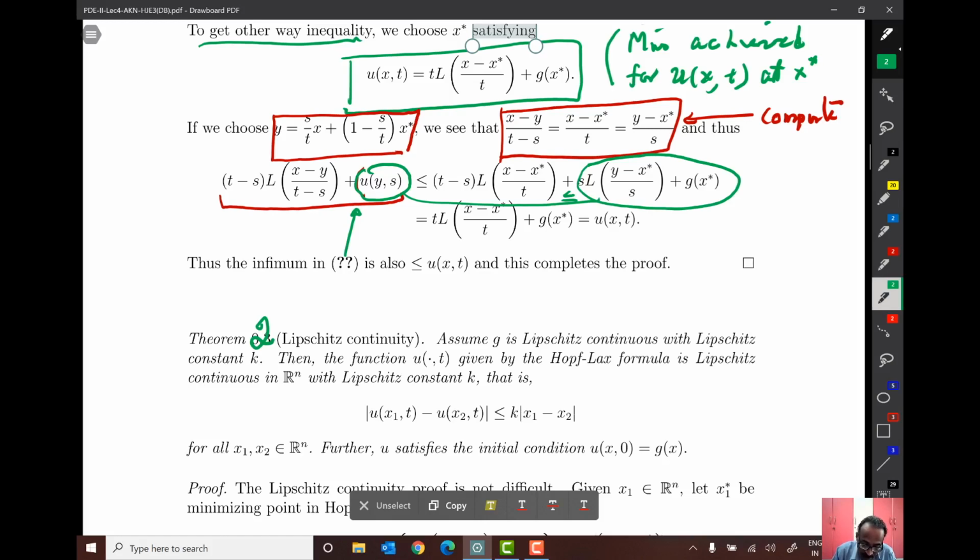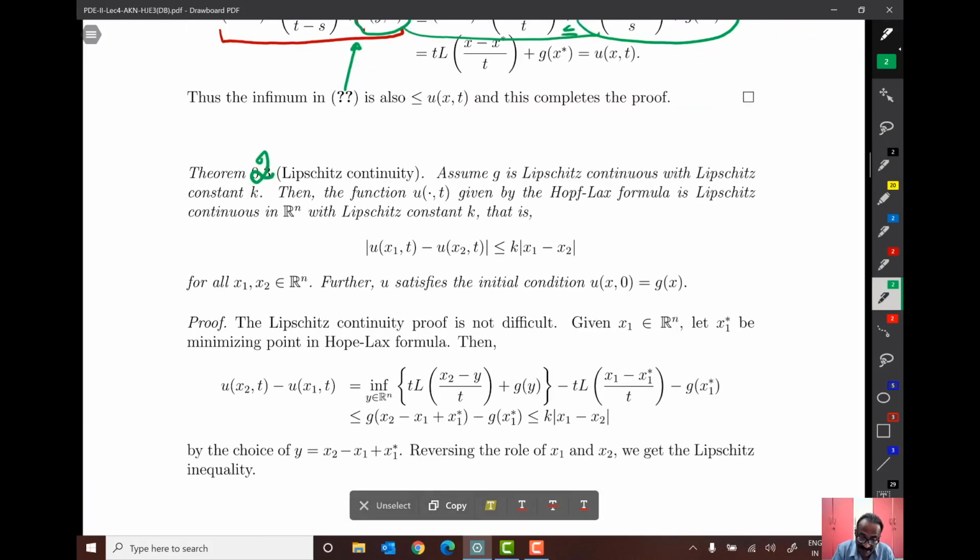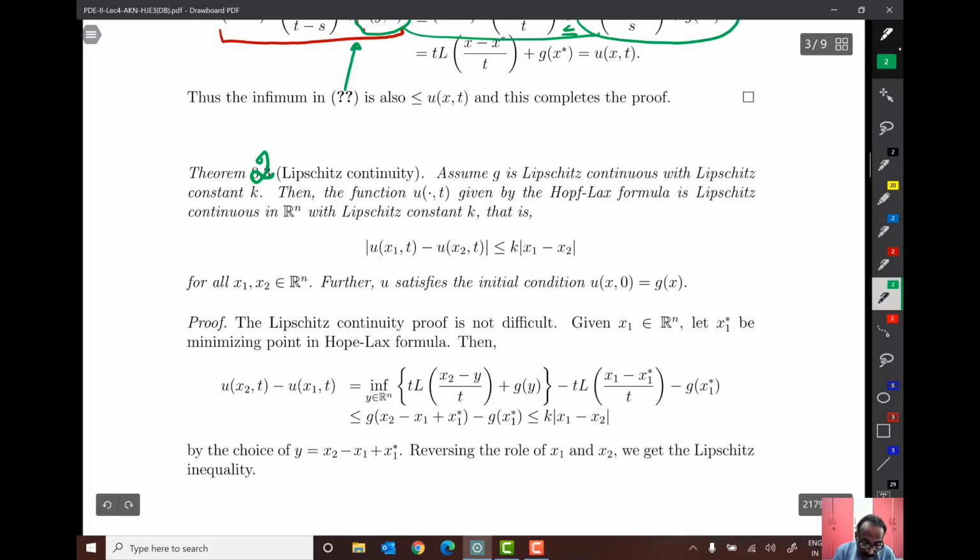So you are assuming G is Lipschitz continuous with the Lipschitz constant K. I hope all of you know the meaning of Lipschitz continuity. Otherwise you can look into our earlier lectures or any books you can refer to for that matter. Assume G is continuous with the Lipschitz constant K, then the function u(·, t) given by the formula is Lipschitz continuous in R with constant K, and that K is independent of t. You see, |u(x1,t) minus u(x2,t)| is less than or equal to K|x1 minus x2|. This is true for all x1 and x2.